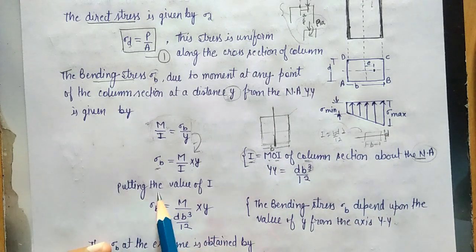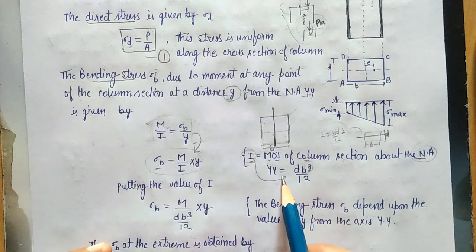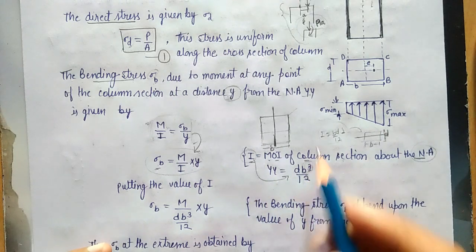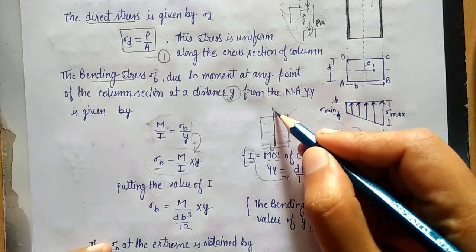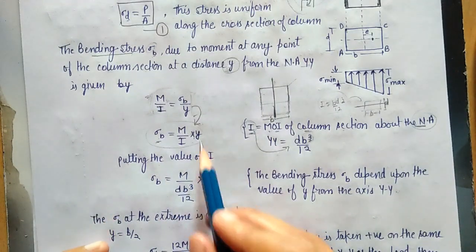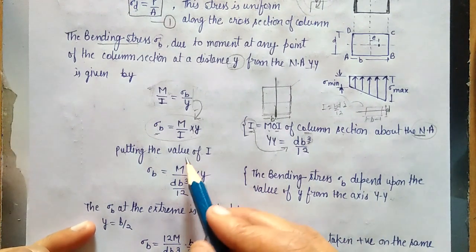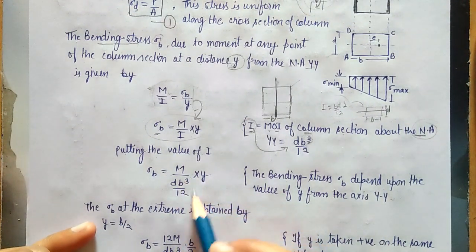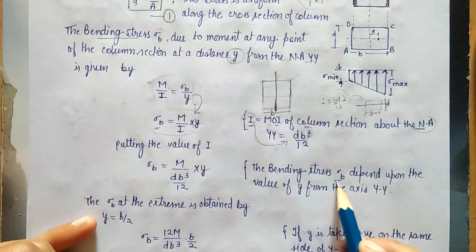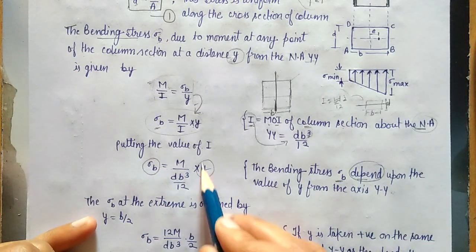Okay, so putting the value of I in this particular formula, we know the value of I is d b cube divided by 12, because we cut like that. This is the neutral axis of the column. So putting the value of I in this formula, we get sigma b equals M upon the value of I, d b cube divided by 12, into y. The bending stress sigma b depends upon the value of y, right?